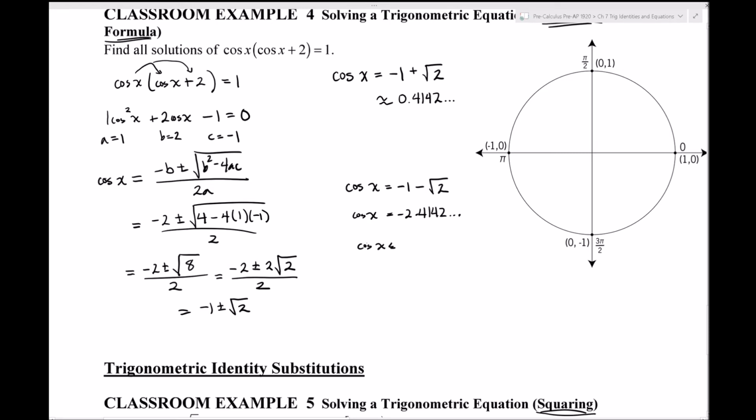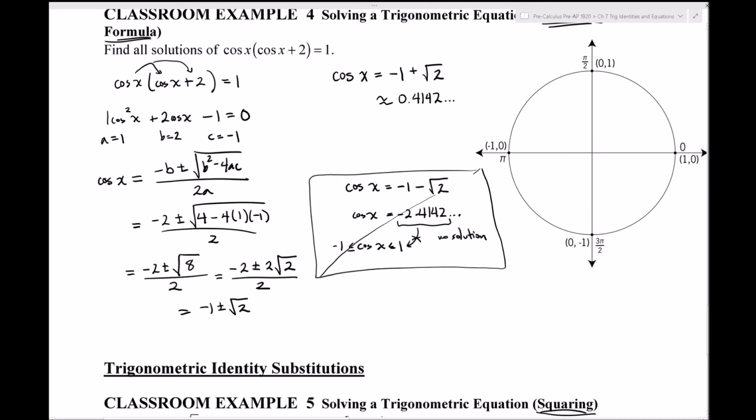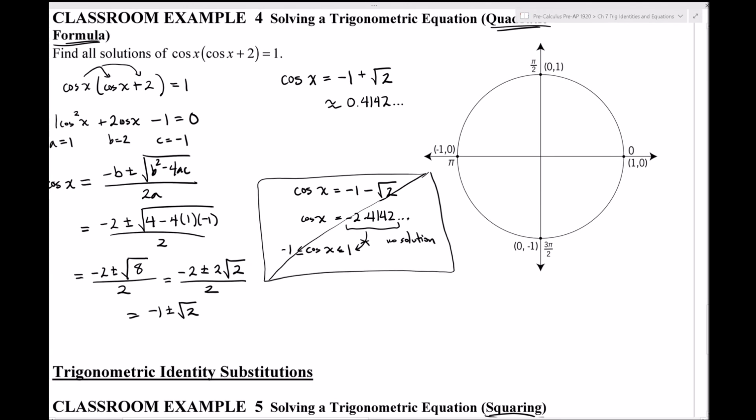Now the idea is cosine of x has a range between -1 and 1 and is undefined anywhere else. So in this case, since this number is not inside that interval, this one has no solution. So I don't even consider this one. The reason being, cosine x is supposed to equal -2.4142. What does that mean? Remember, cosine is the x-coordinate, and I'm looking at the circle now. X-coordinates only lie between -1 all the way up to +1.